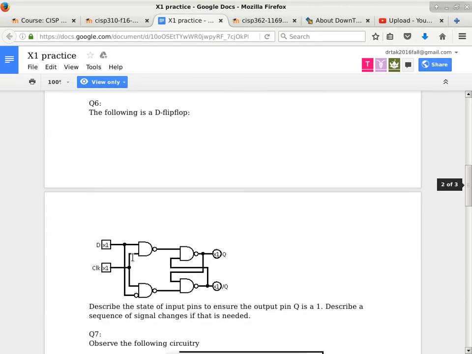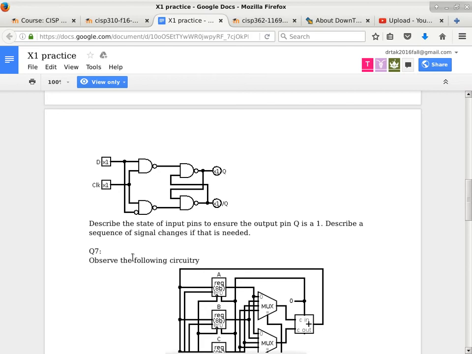Question number 6 has to do with the D flip-flop. Describe the state of input pins to ensure that the output pin Q is a 1. So how do I make sure that this particular pin here is a 1? Describe a sequence of signal changes if that is needed. In other words, if there's a particular sequence that you need, then specify that sequence. Do you have some starting values for this whole thing? You cannot assume any particular starting value. Regardless of the current state of this entire circuitry, you have to tell me how to change the input pins so that Q as an output pin has a value of 1.